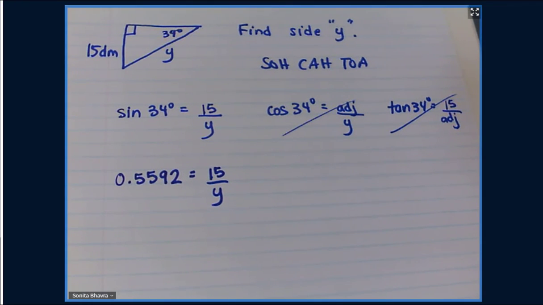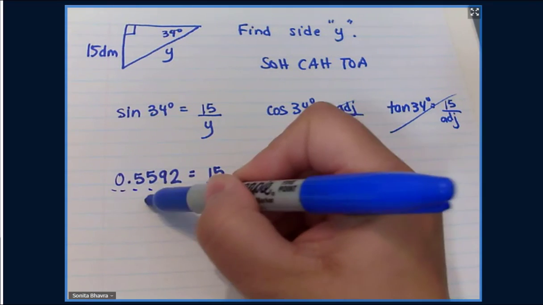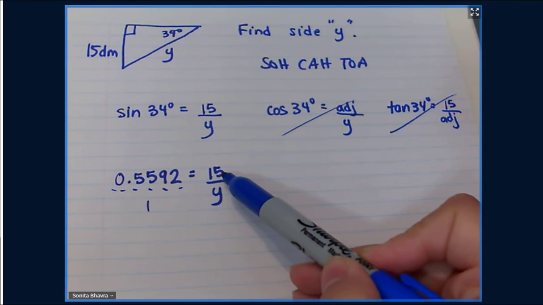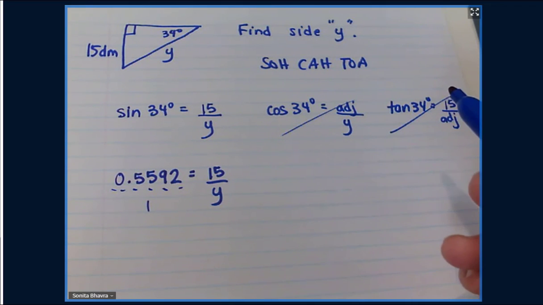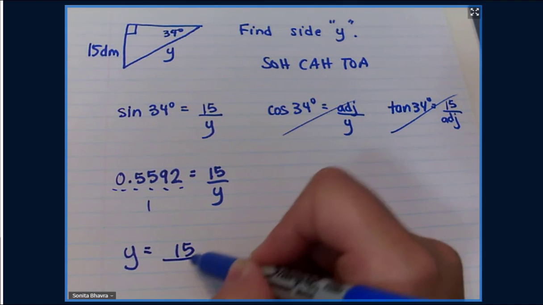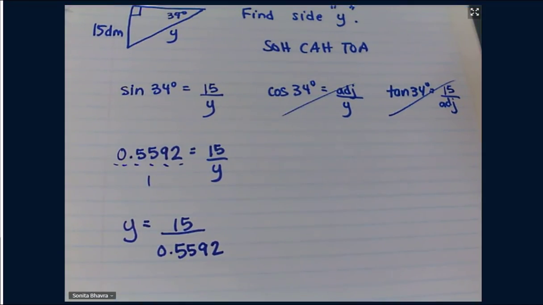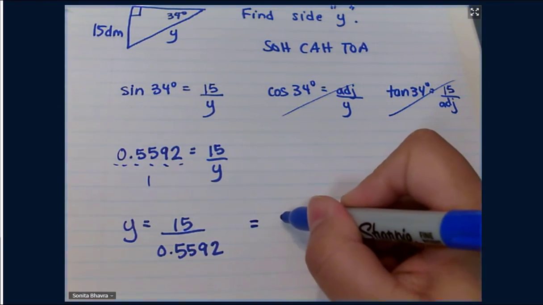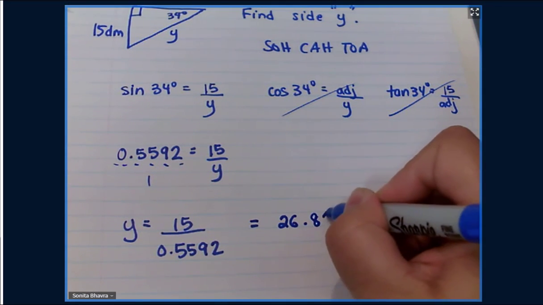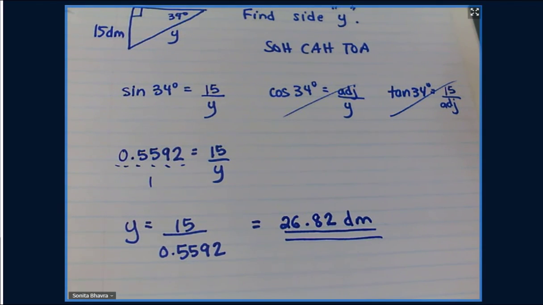All right, and now we just have to figure out y. So you can just use cross multiplication. Imagine that this is over 1. So 1 times 15 is 15 divided by 0.5592. So y is equal to 15 divided by 0.5592. And that gives me an answer of 26.82 decimeters for the length of side Y.